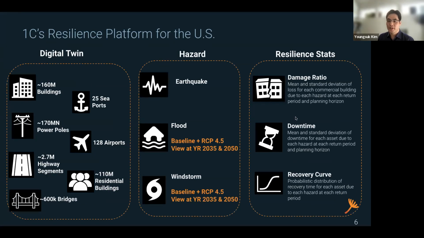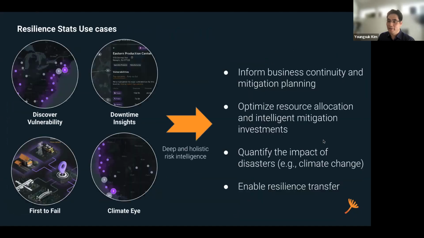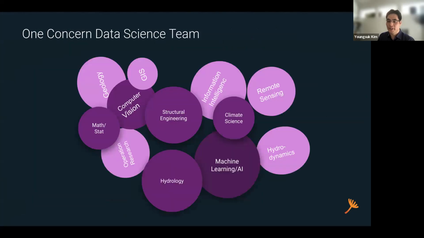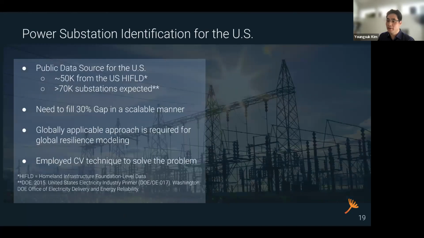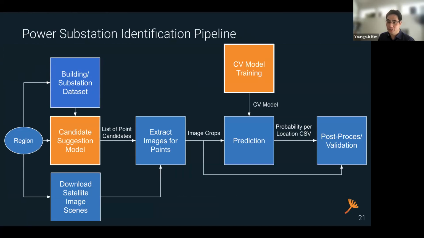So here, we want to know what's going to be the damage ratio for a building, what's going to be the downtime on your building, on your community, or on your county and state, and so forth. Given any extreme events, it could be earthquake, flood, or hurricane, we wanted to do that, and to do that, we need to have infrastructure information, which is a digital twin.